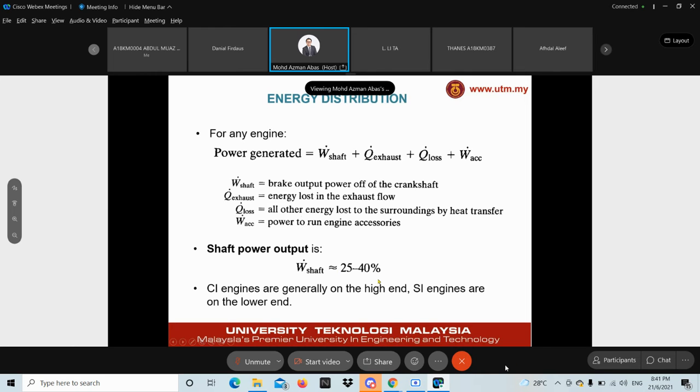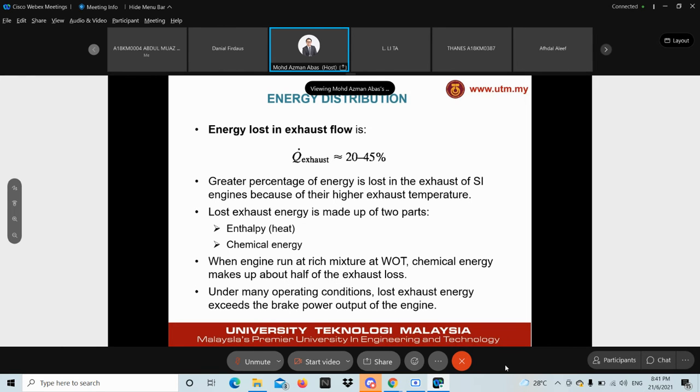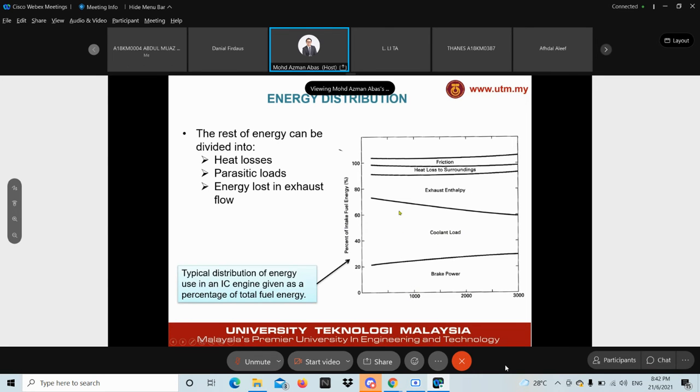And until today, we hardly reach above 55%. We hardly reach 50%. CI engines, compression ignition engines, are generally on the high end, whereas spark ignition engines are on the lower end of this percentage. So energy loss in exhaust flow is roughly about 20 to 45%. These values, the range of percentage, are referring to this graph.